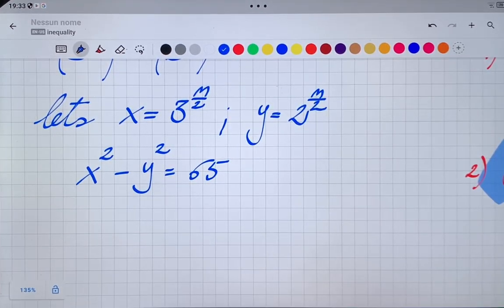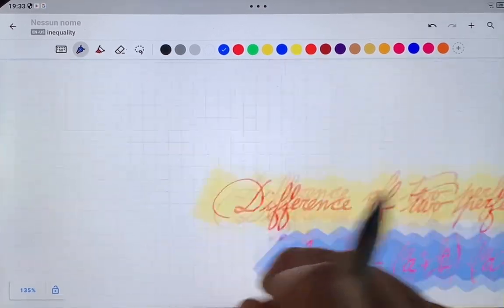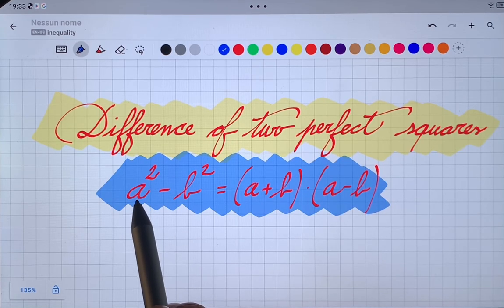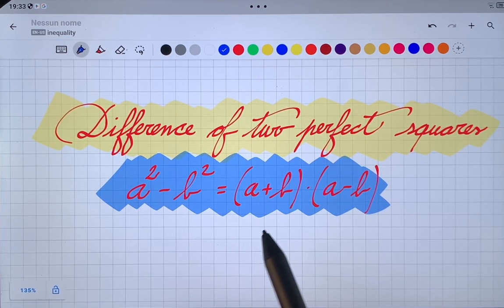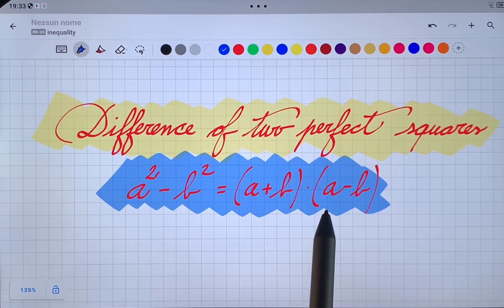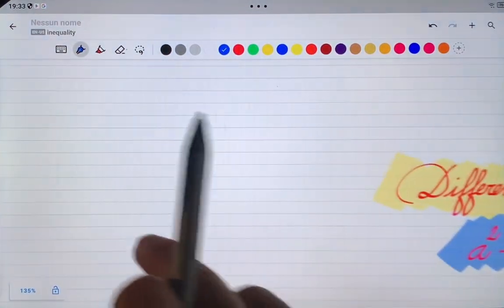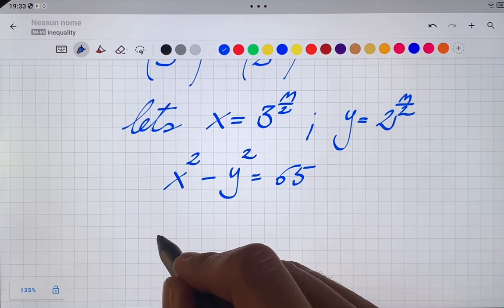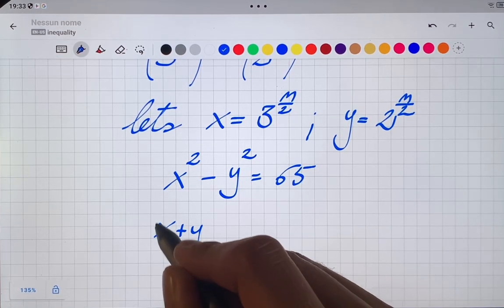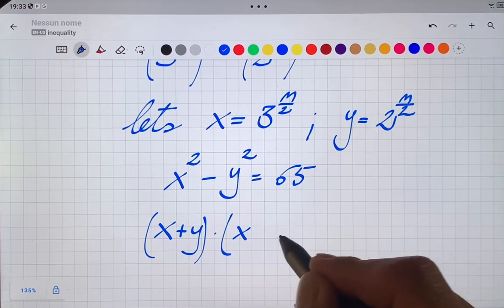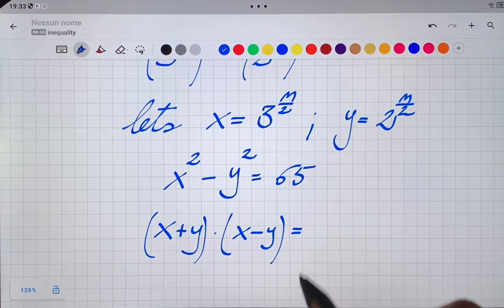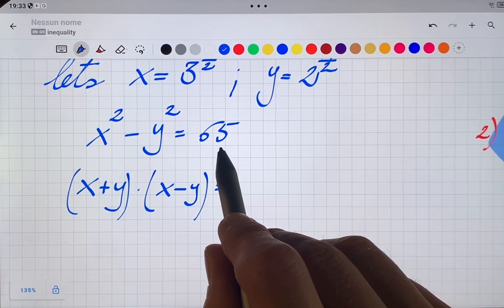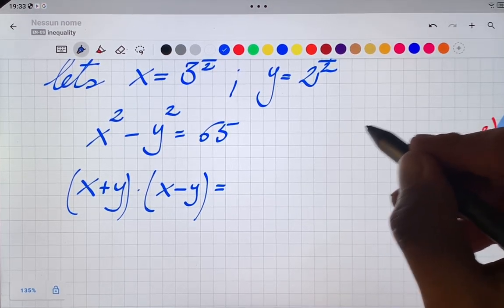Okay, now we will apply another property. The property is called the difference of two perfect squares. A squared minus b squared can be written as a plus b times a minus b. So we can write this as x plus y times x minus y, equal to 65, and now we decompose 65 into its prime numbers.